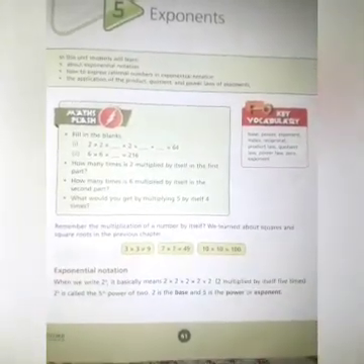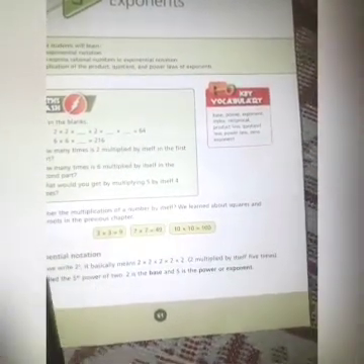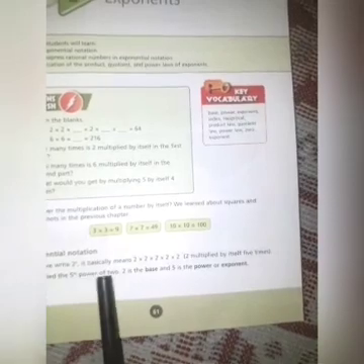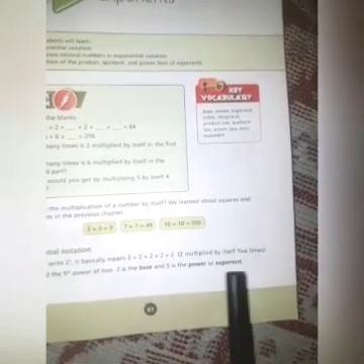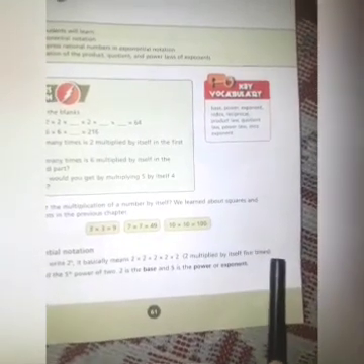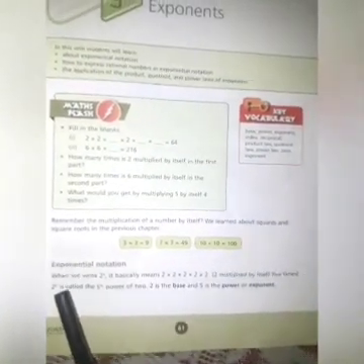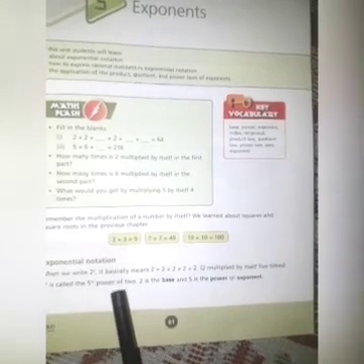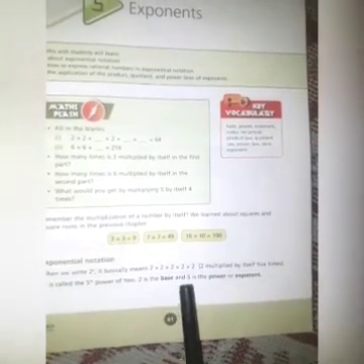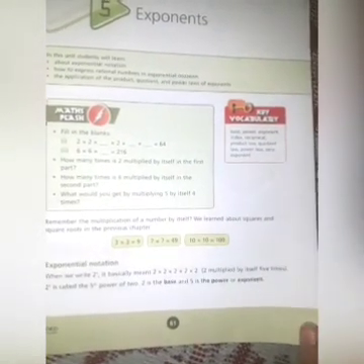Now first of all, what is exponentiation? When we write 2 power 5, it basically means 2 multiplied by 2 multiplied by 2 multiplied by 2 multiplied by 2, that is, 2 multiplied by itself 5 times. 2 power 5 is called the fifth power of 2. 2 is the base and 5 is the power or exponent.